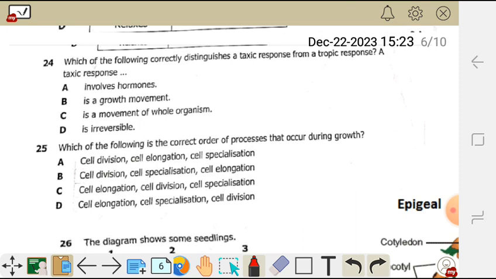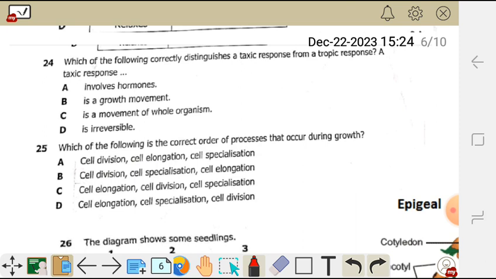When you switch on the light, the cockroaches are going to move away from the light. That is what we call taxic. The whole body is moving. So movement of whole body organism, that is C. The correct answer here is C. Taxic response is a movement of whole organism, like in cockroach when you switch on the light.